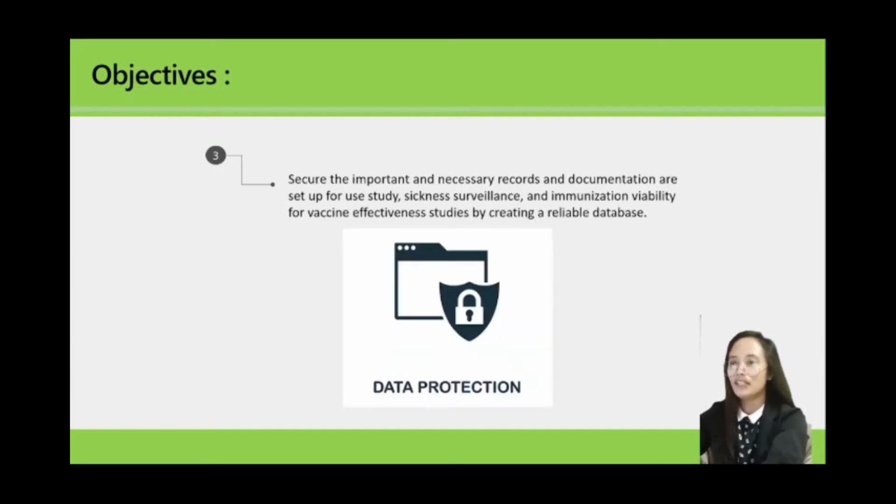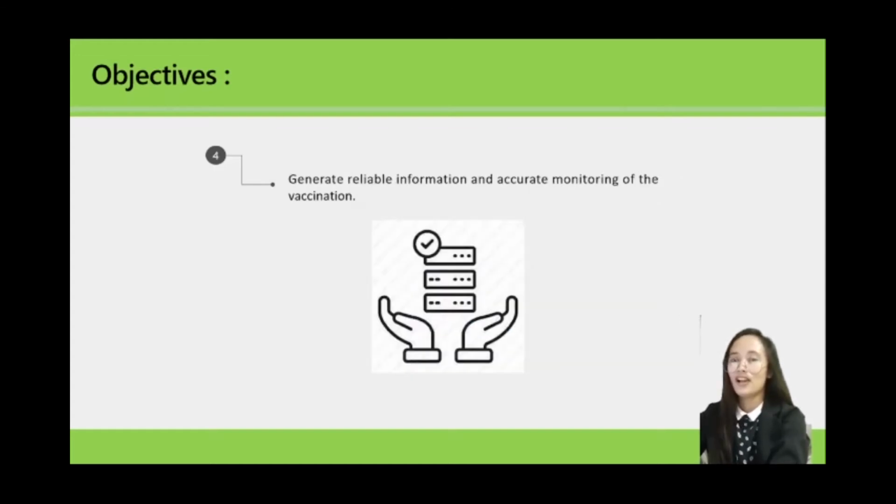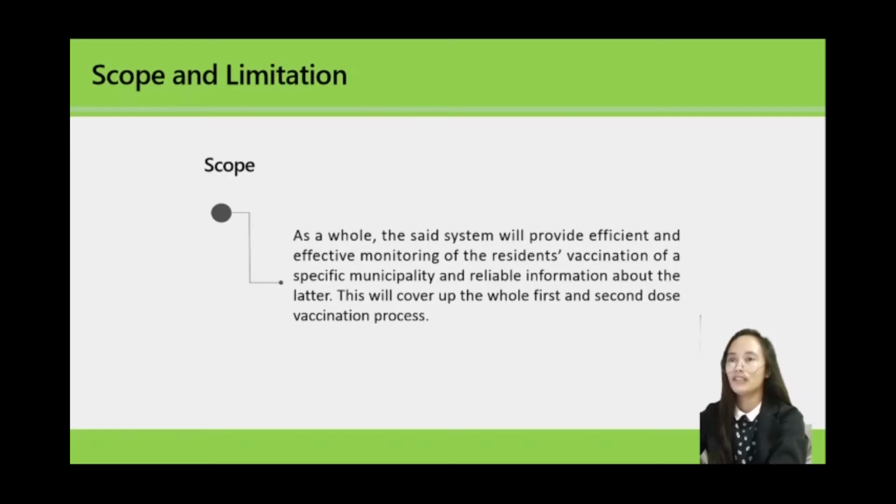And third is to ensure the important and necessary records and documentation are set up for use in study, sickness surveillance, and immunization viability for vaccine effectiveness studies by creating a reliable database. And lastly, our system aims to generate reliable information and accurate monitoring of the vaccination.